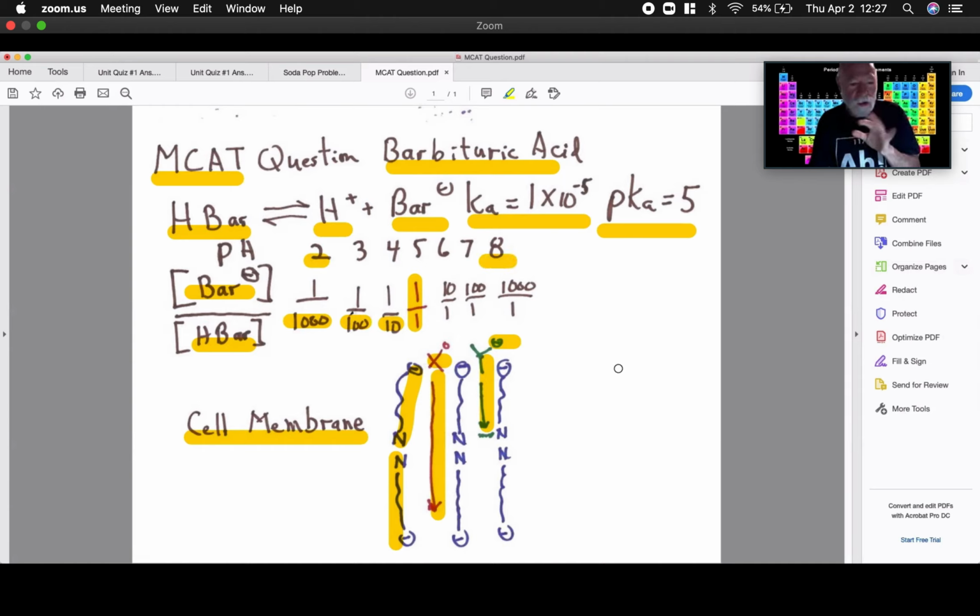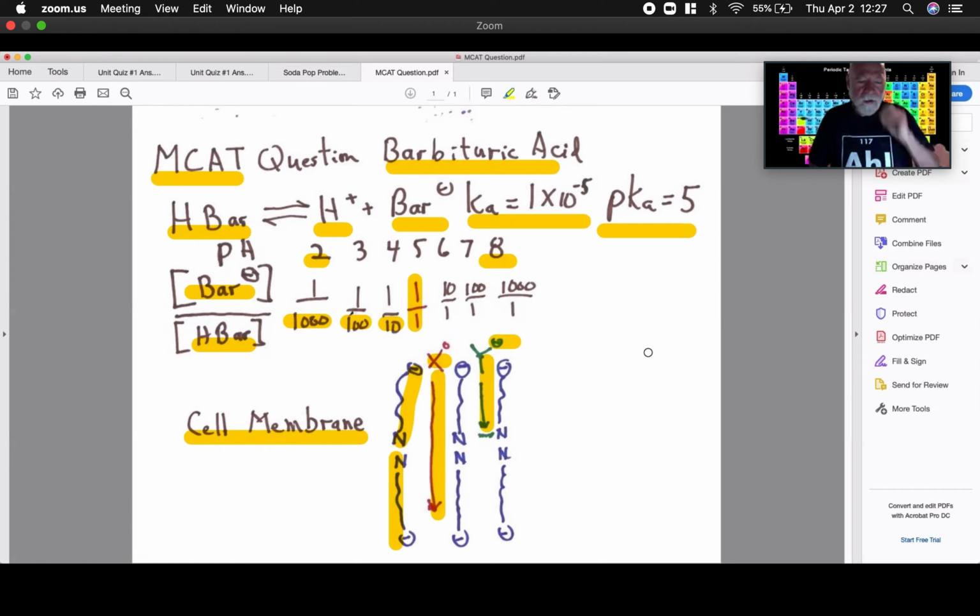Now here's what you want to do. You want to look at the form of barbituric acid at a pH of 2. Notice it's mainly the neutral molecule. At a pH of 8, it's mainly the charged form. So let me give you a second to answer yourself. So would barbituric acid absorb through the stomach lining faster or the small intestine?